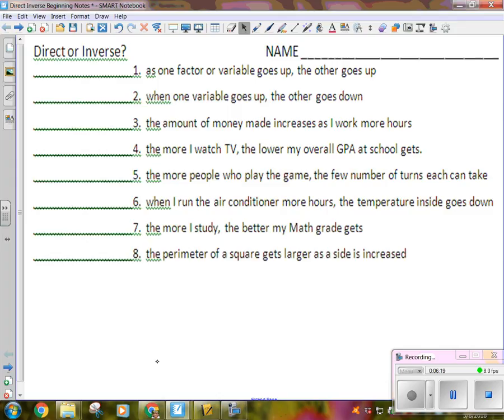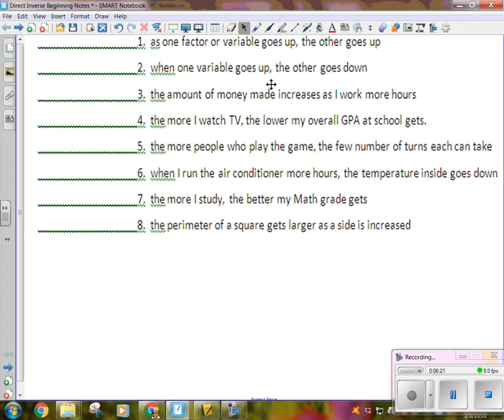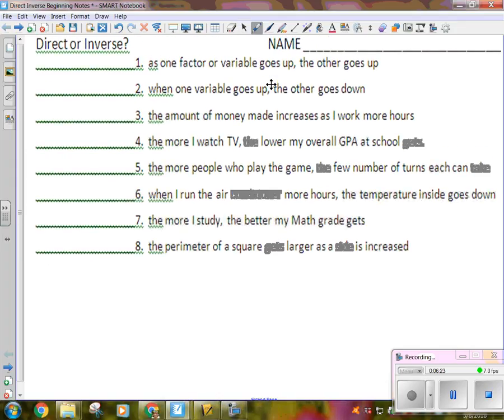Number 1, as one variable or factor goes up, as one goes up, the other one goes up. Direct or inverse? That is direct. I'm just fine with you doing a D. Let's do number 2. When one variable goes up, the other one goes down. That's inverse. Now I'm going to pause and let you read carefully 3 through 8 and see if you can decide, are they describing a direct relationship or an inverse relationship?